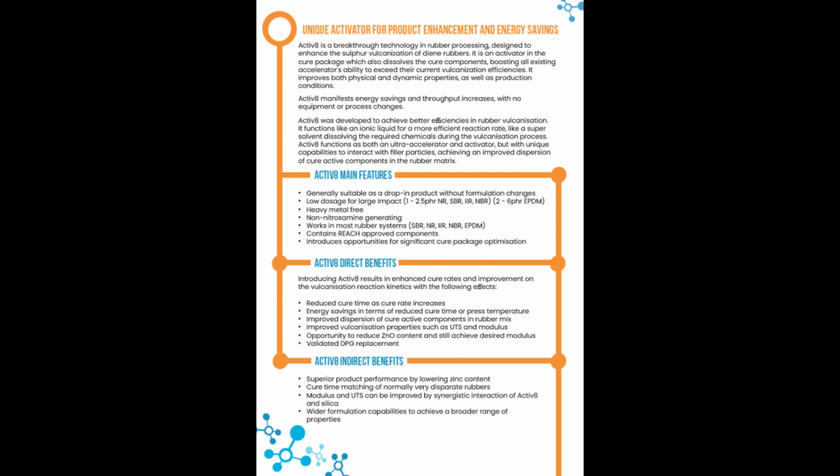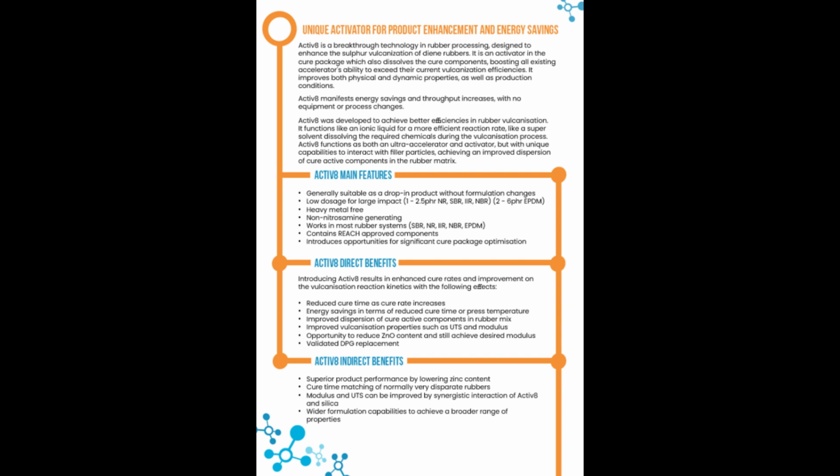Activ8 main features. Generally suitable as a drop-in product without formulation changes. It provides low dosage for large impact, between 1 and 2.5 parts per hundred with NR, SBR, IIR, and NBR, and between 2 to 6 parts per hundred for EPDM. It is also heavy metal free, non-nitrosamine generating, works in most rubber systems, including SBR, NR, IIR, NBR, and EPDM, and contains REACH-approved components. This also introduces opportunities for significant cure package optimization.